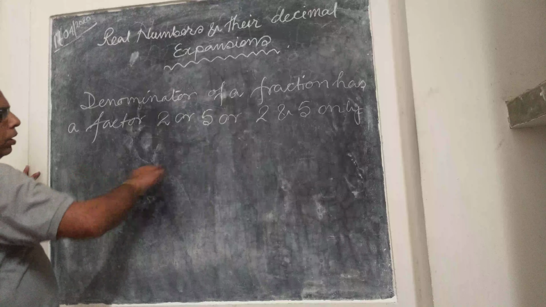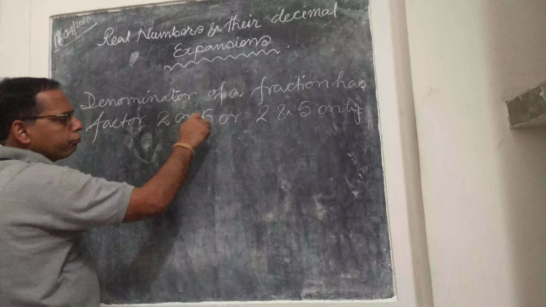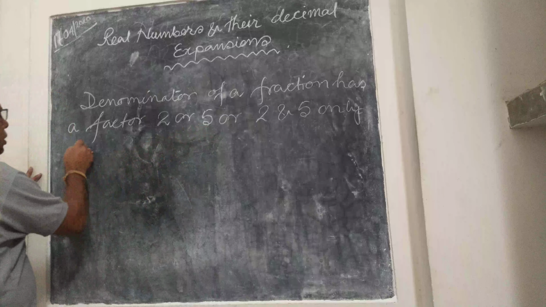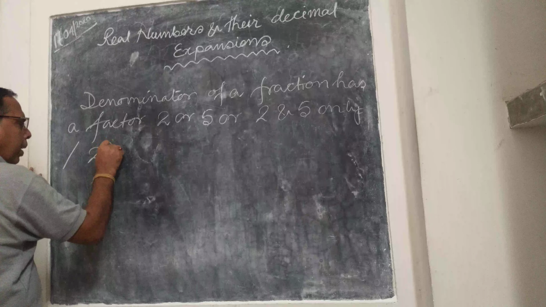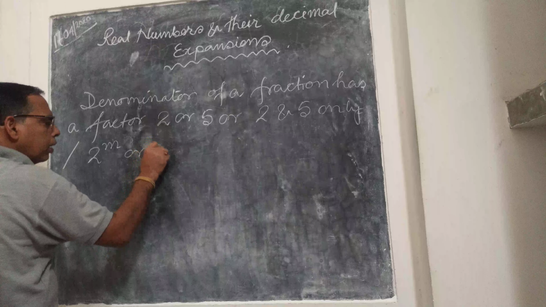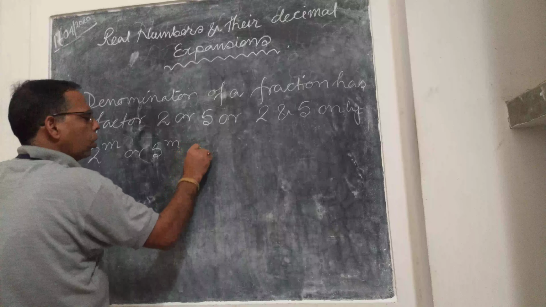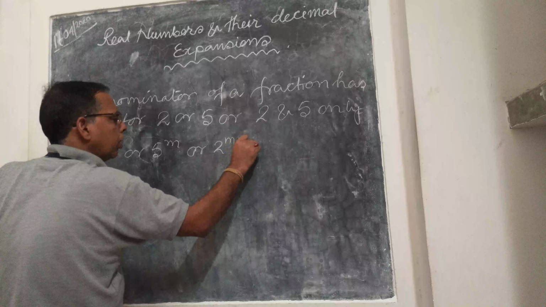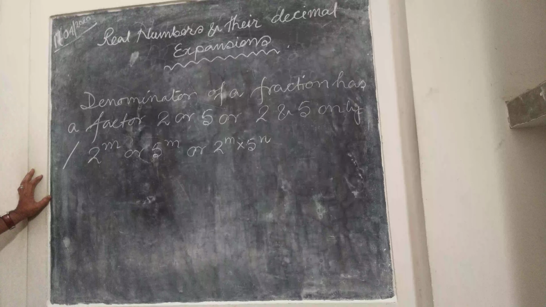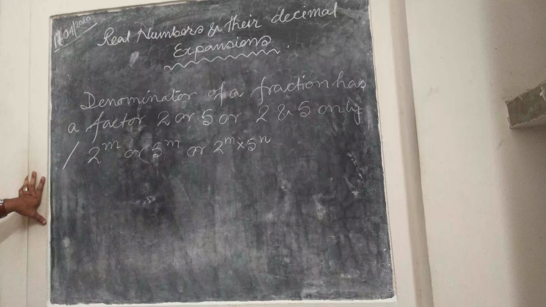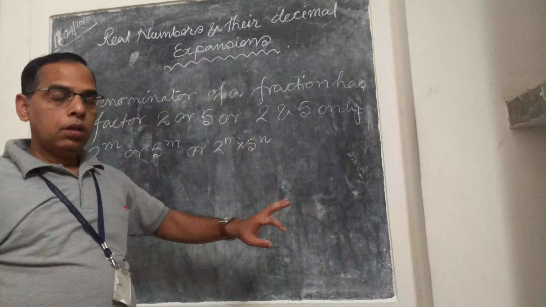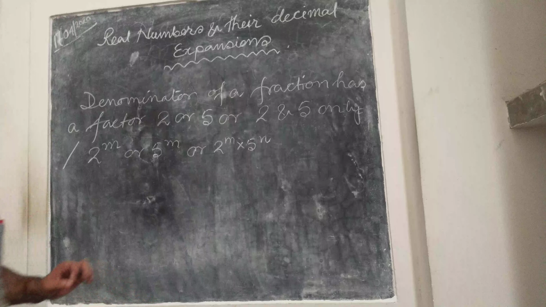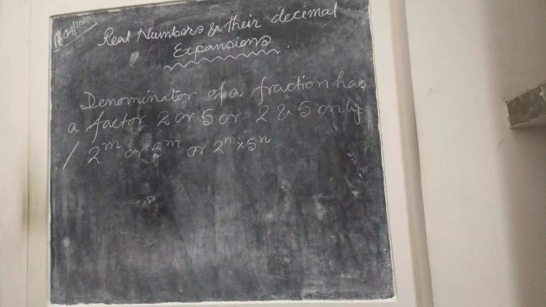Then that fraction is known as, if either 2 or 5 or 2 and 5, you can say this one, 2 to the power m or 5 to the power m or 2 to the power m into 5 to the power n, then that fraction is known as a terminating decimal. No other factor should be there. There should be only 2 or 5 or 2 and 5, but no other factors. Then it will be terminating. Otherwise it will be non-terminating.